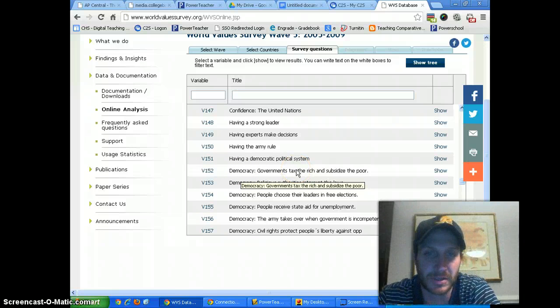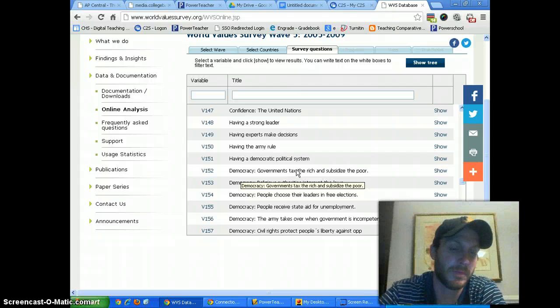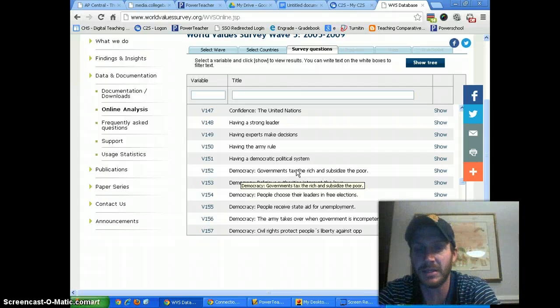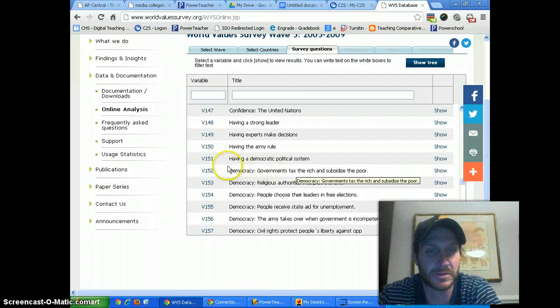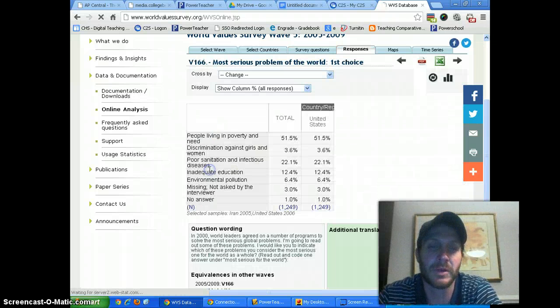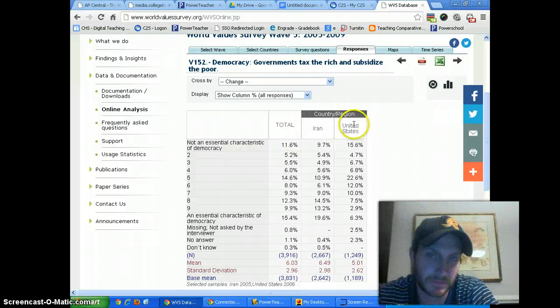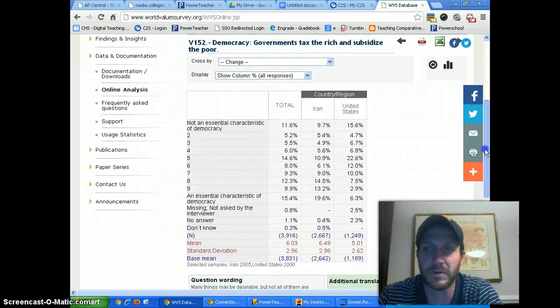Well, that sounds interesting to me. I want to figure out, comparing Americans to Iranians, whether people are comfortable with a system that taxes the rich and subsidizes the poor, essentially gives more welfare to the poor. So I click on that question. Good. I've got responses from both countries here. So you're going to see this graph or this chart that comes up.